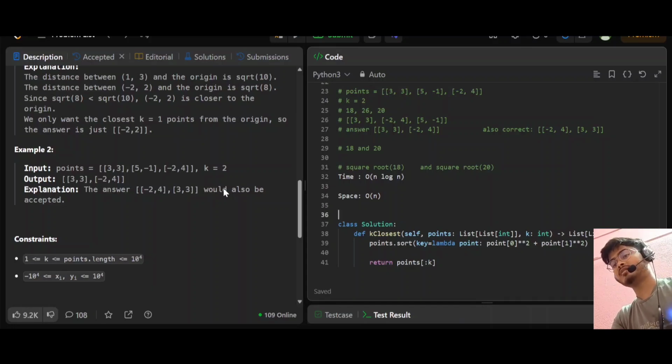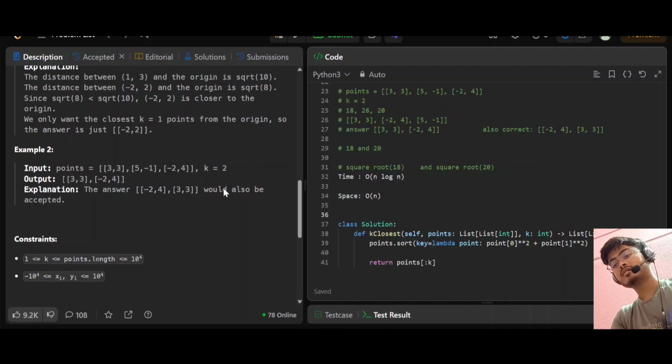The second mistake is forgetting to square negative values. Suppose the point is minus 2 comma 4. So minus 2 square is 4, and we have to calculate the distance using minus 2 square plus 4 square, which is 4 plus 16, that is 20. Negative coordinates do not create negative distances because they are squared, right?